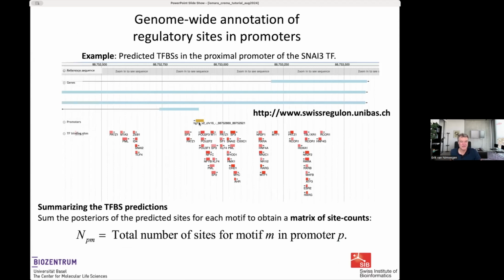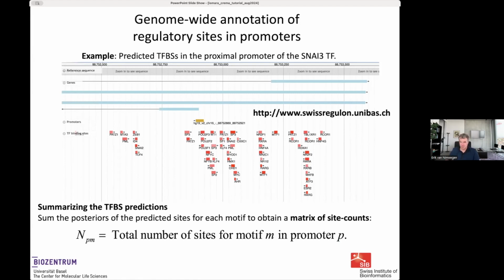So here's one example promoter on the human genome. This is actually the promoter of the SNAIL3 transcription factor. And in the neighborhood of this promoter, these are the binding sites that are predicted. So the names that you see here are the names of the transcription factors that are predicted to bind there. And the intensity of the color is proportional to the posterior probability that we've assigned to this binding site. That is to say, how confident we are that this is a functional binding site.